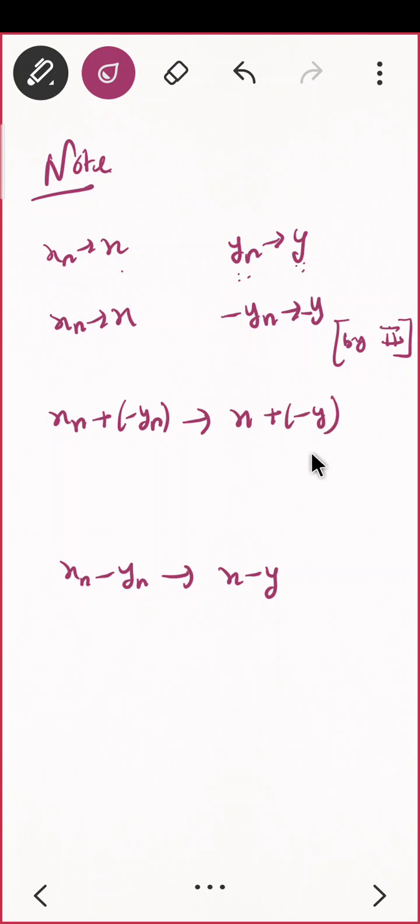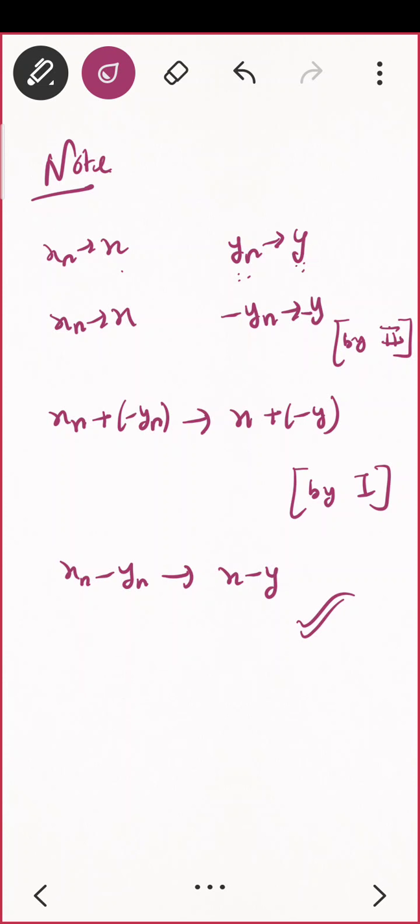Can I say that? By 2, by 1. And this is the same as your subtraction. Done. So I don't have to give a separate proof for that. Correct? I don't have to do a separate proof. I can directly say by that one.